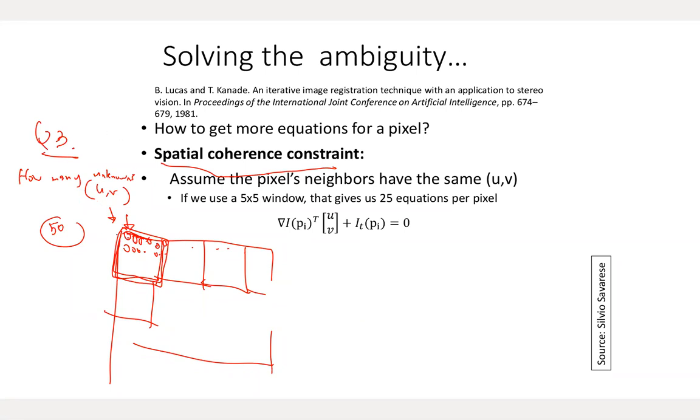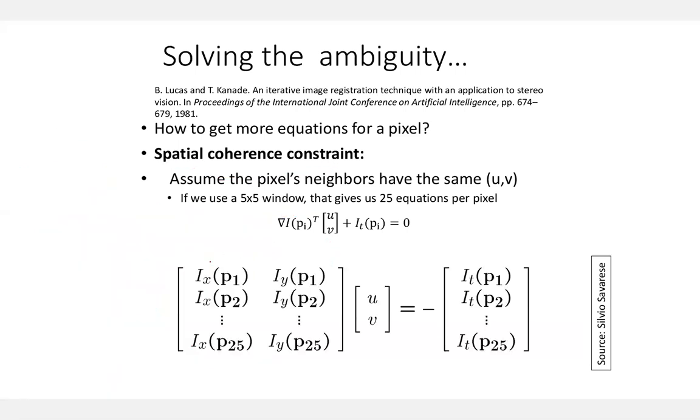Now, if I take this 5 by 5 window, we assume all the UV here will be the same. So instead of 50 unknowns, I will just have 2 unknowns, because all of them have the same U and V. Then for each block I will have 25 equations and only 2 unknowns, U and V. I can put everything together like this, so I can solve this.